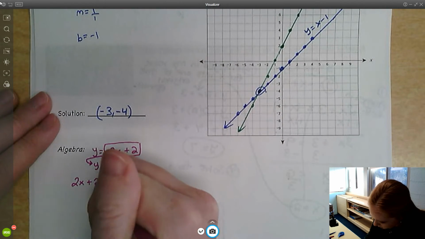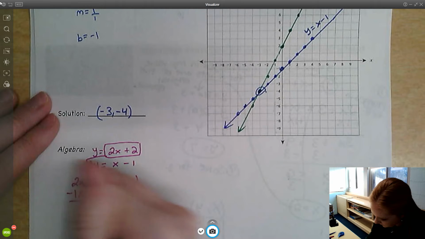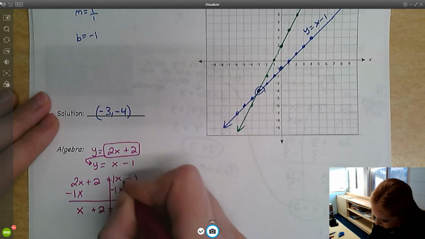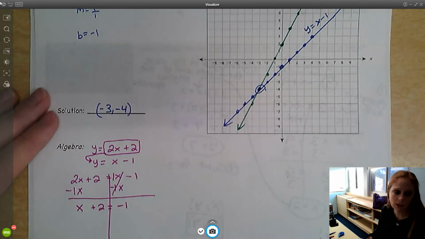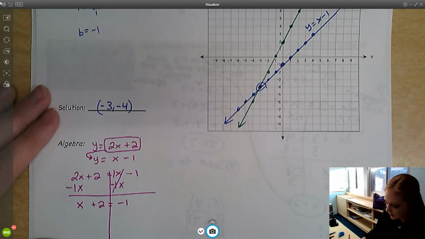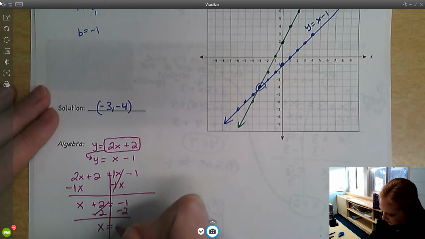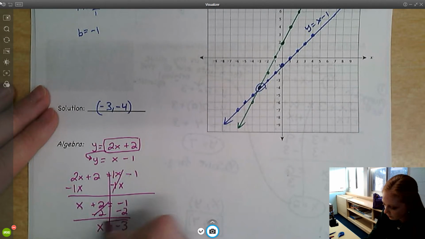This is 1x, so I'm going to minus 1x on both sides. And then I'll have x plus 2 equals negative 1, right? Because 2x minus 1x is just 1x, so x. I'm going to minus 2 on both sides. And then I will get x equals negative 3.